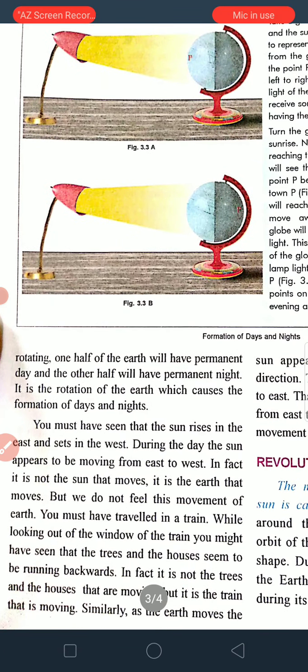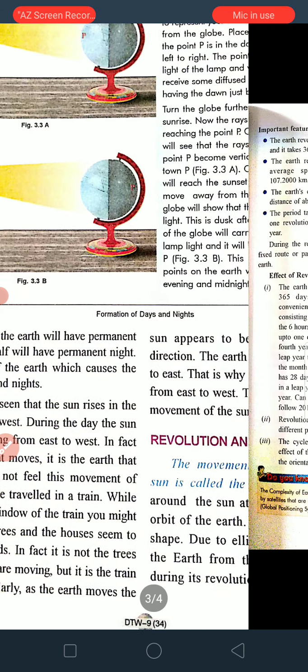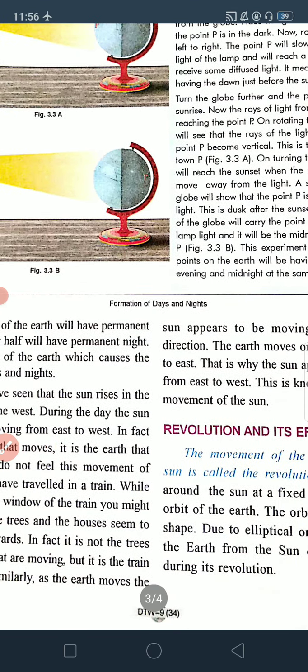So while rotating, half of the earth, if earth stops rotating, what happens? अगर earth rotate करना stop कर देगी तो permanently जो part sun को face कर रहा है वहाँ पे light हो जाएगी, day हो जाएगा, and permanently जो part sun को face नहीं कर रहा है वहाँ पे night हो जाएगी. So this is the importance of rotation of the earth. If earth stops rotating, then it will create a problem for us.